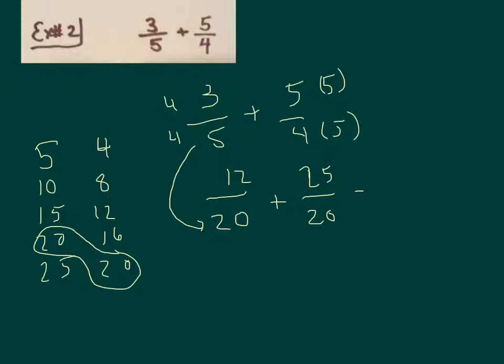Then to finish the problem out, you just add the numerators. 25 plus 12, 35, 36, 37. The answer is 37/20. You should check for reducing, but 37 is prime, so it does not reduce.